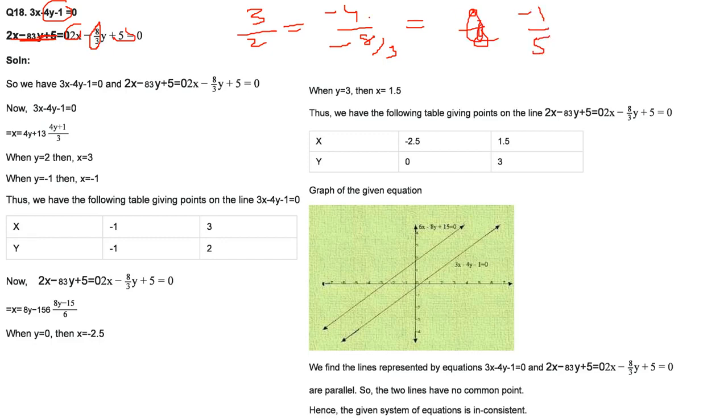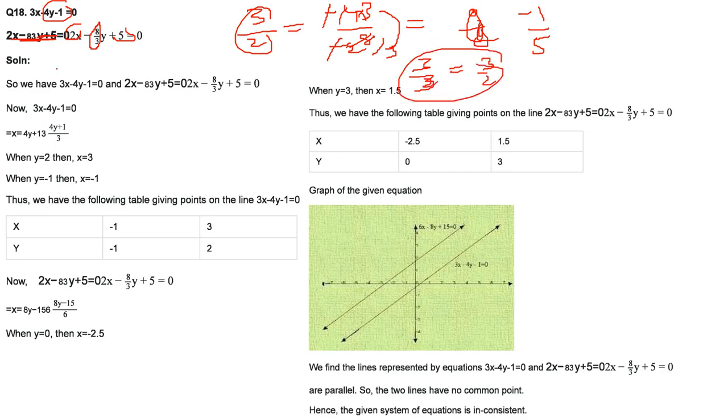So 3 by 2 is there, and when I cancel it out, take 3 on the numerator, so 4 2s are 8, you get 3 by 2 only. So a1 by a2 is equal to b1 by b2. That means these two are parallel lines.